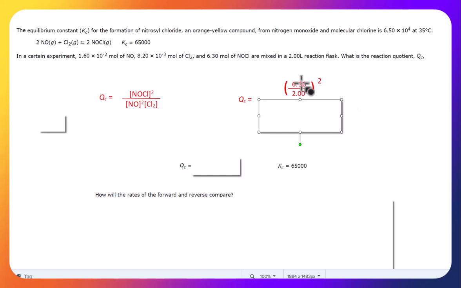So I'm going to take this 6.3 divided by 2 and then squared. And then I'm going to divide it by the reactants, the NO squared, again, with this concentration, and this here too. Now this is a pretty involved calculation.